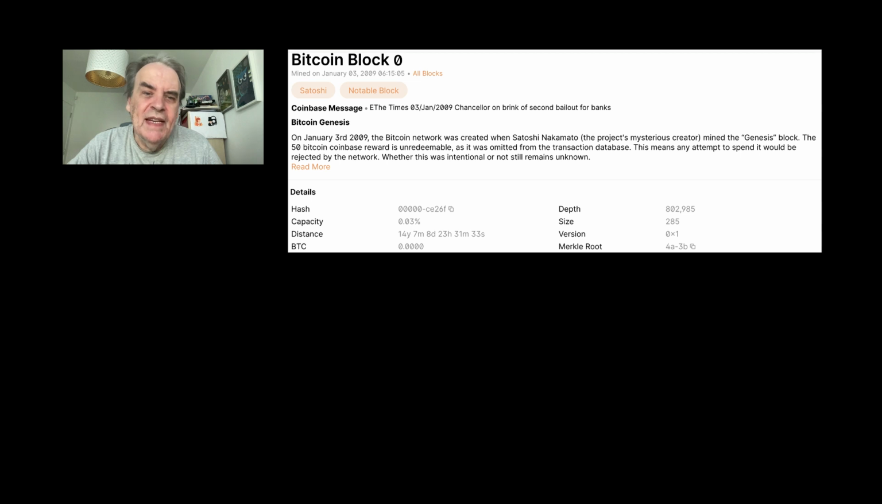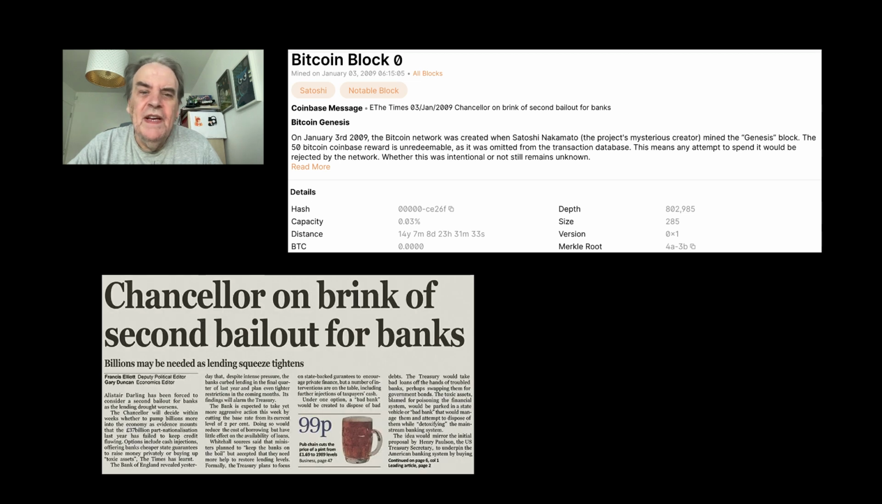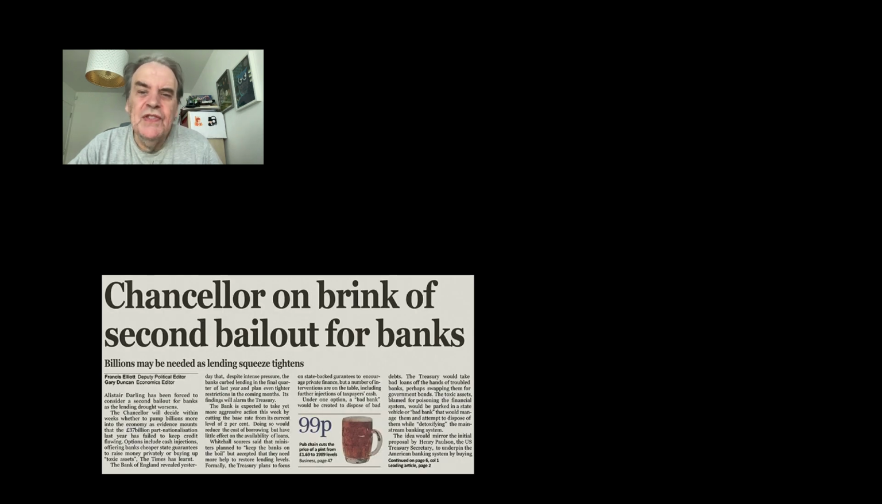The first Bitcoin block was minted on the 3rd of January 2009 and contained a message of Chancellor on brink of second bailout for banks. This was the headline from the Times as published in London on that day. On the 12th of January 2009, Satoshi sent the first Bitcoin transaction of 50 Bitcoins to Hal Finney.